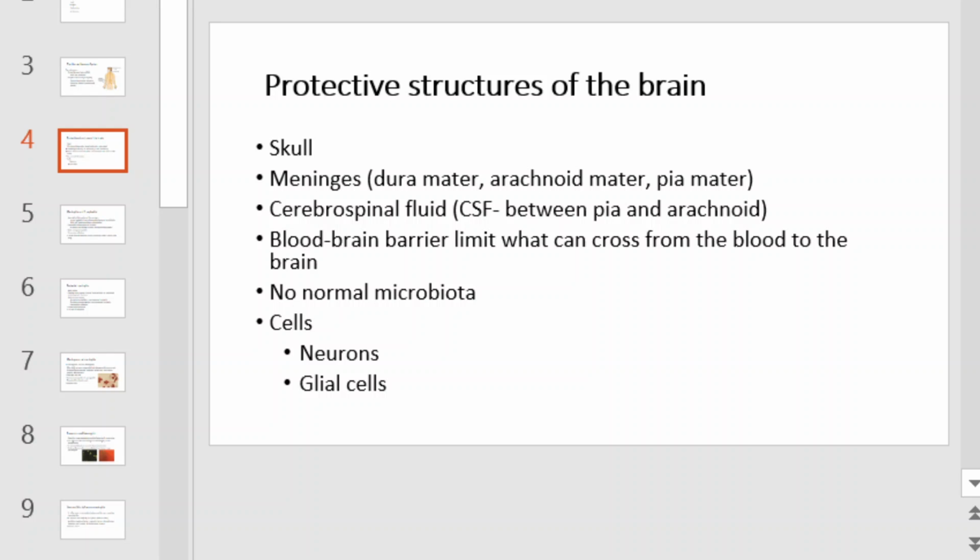Since the brain is the most important organ for our survival, it is heavily protected. Bone completely encapsulates the brain, forming the skull. Underlying those bony structures are the meninges. The meninges include the dura, arachnoid, and pia mater. Cerebrospinal fluid is another layer of defense or protection for the brain, and it rests between the pia and arachnoid matter. The blood-brain barrier limits what can cross from the blood to the brain. There is no normal microbiota associated with the brain or spinal cord. The cells that make up these structures are neurons and glial cells.